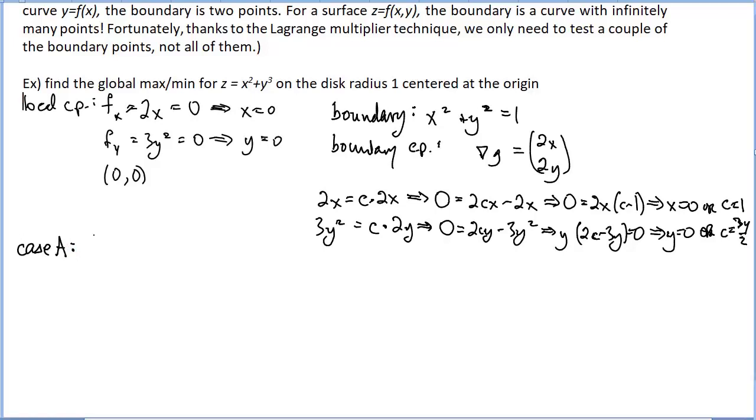So case A, from the first equation we take the first condition, x equals 0, and from the second equation we also take the first condition, y equals 0. Well, if that's the case, that just gives us (0, 0). Okay.